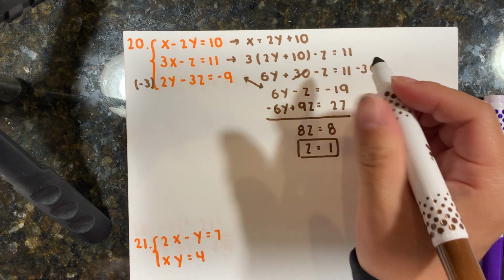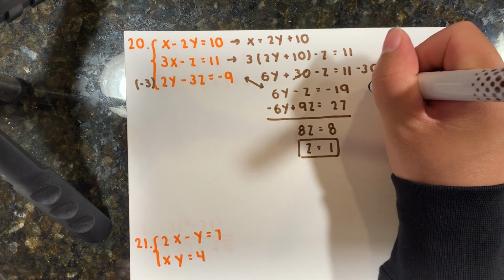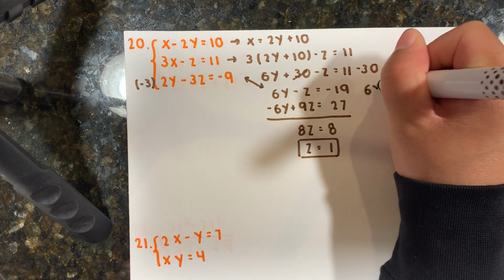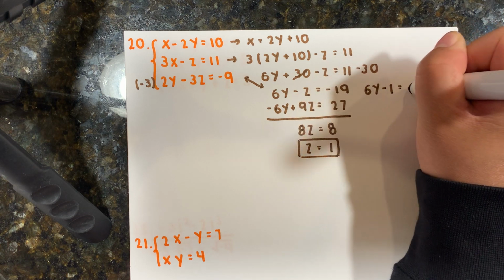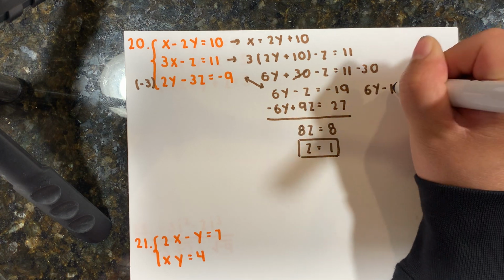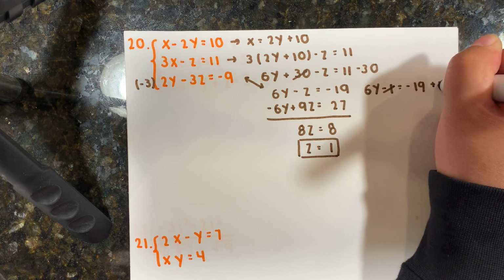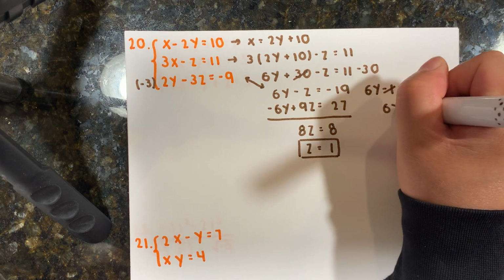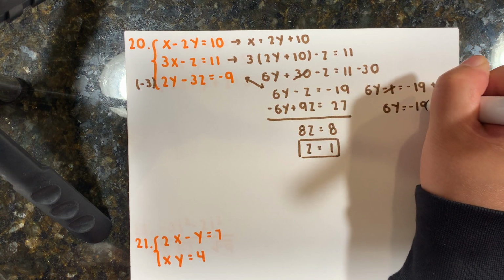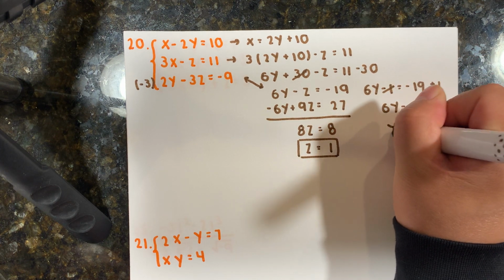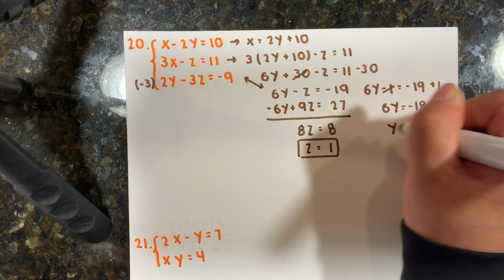Once you know that, you can solve for y. We can plug it into this equation here. So that would be 6y minus 1 equals negative 19. Move the 1 to the other side, so you get 6y is equal to negative 18. So therefore y is equal to negative 3.